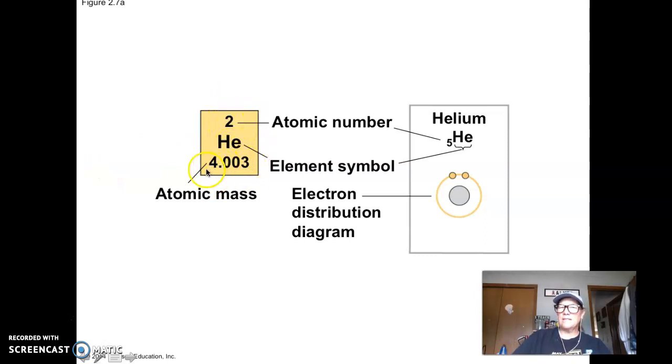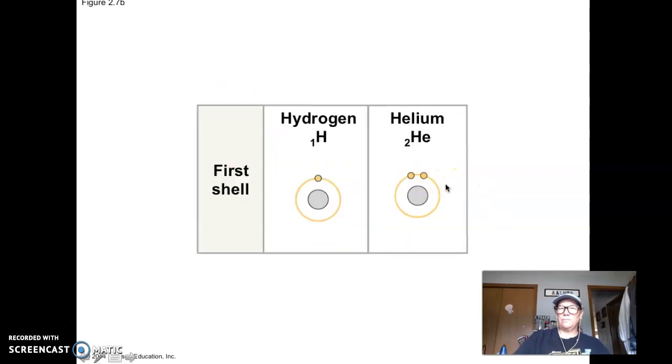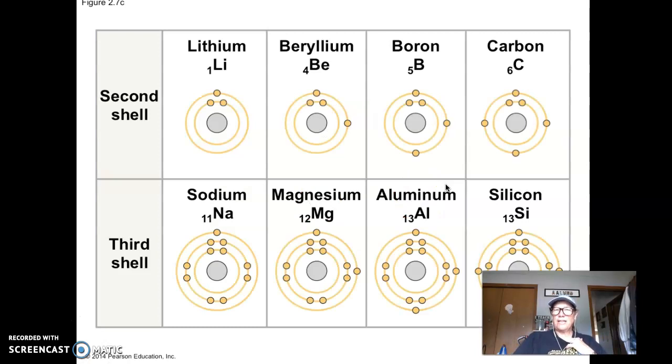Here's their mass. This is the protons and neutrons added together. The symbol, and usually they have the name in there too. If you want to do the electrons, it only has 2 electrons, so you'd have 2 in the first shell. And they just go in order. There's the first shell. There's your second shell. You know, 1, 2, 3, 4, and it goes on.